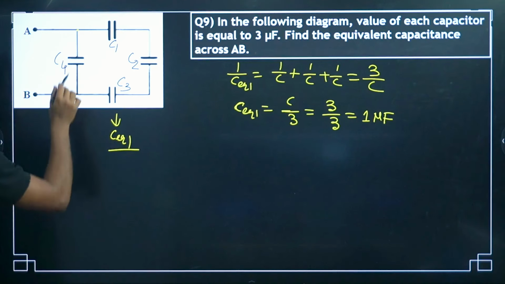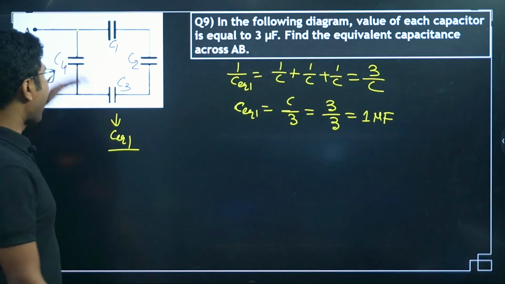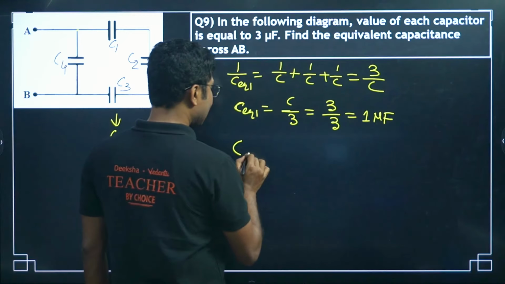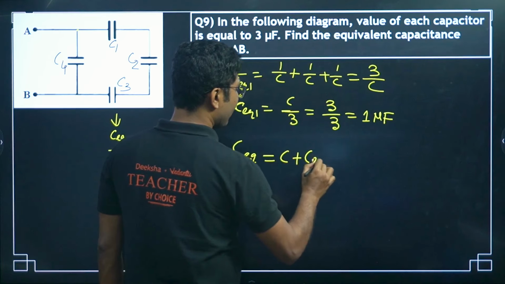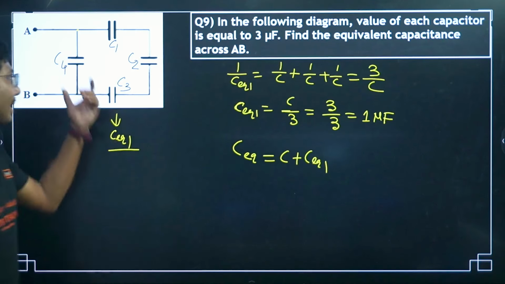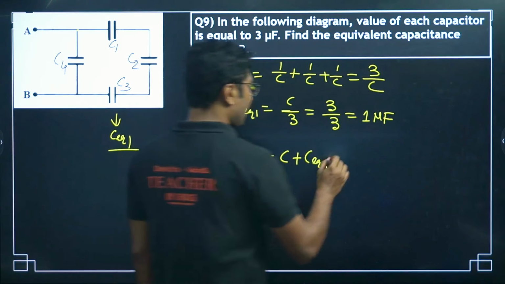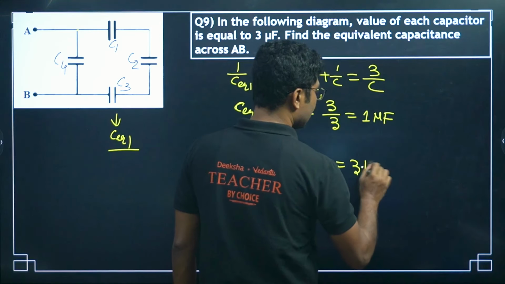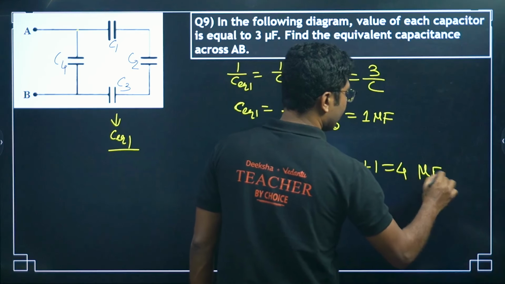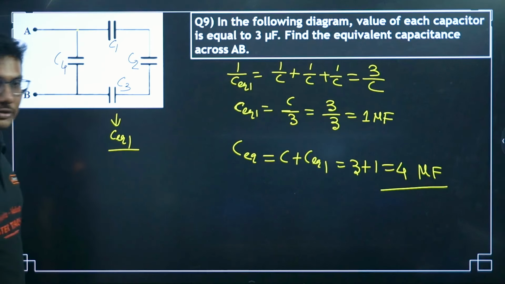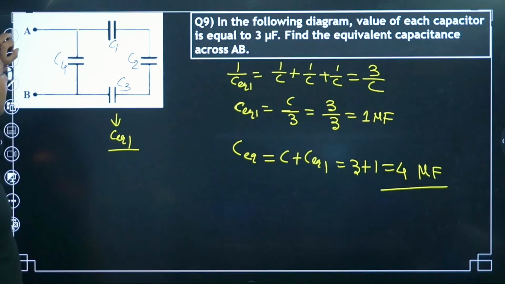Now, this one and this one are in parallel. So, in a parallel combination, the net C equivalent is basically C plus C equivalent 1. Okay, in a parallel combination they get added. So, 3 plus 1 is equal to 4 microfarad. As I said, this is not a 5 mark question, this can be a 2 mark or 3 mark question.